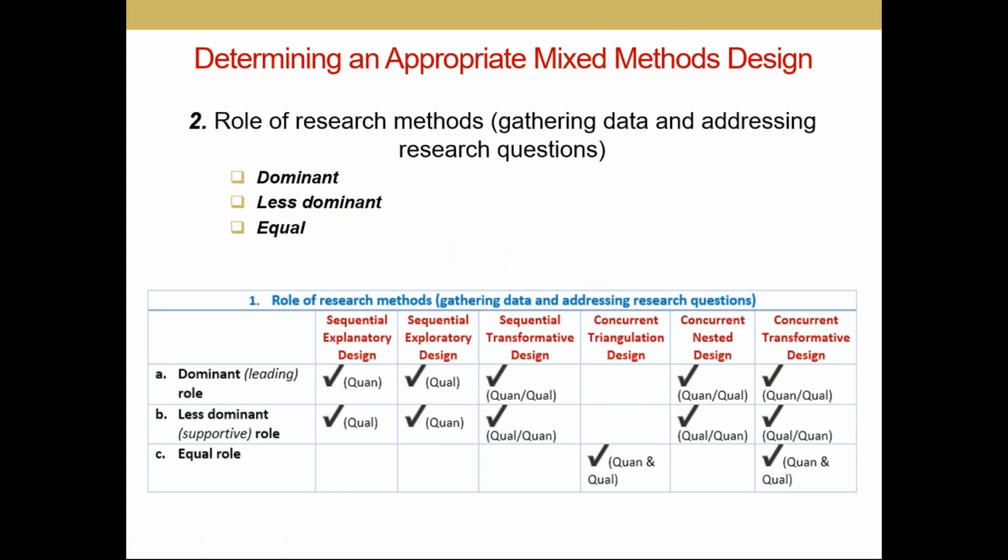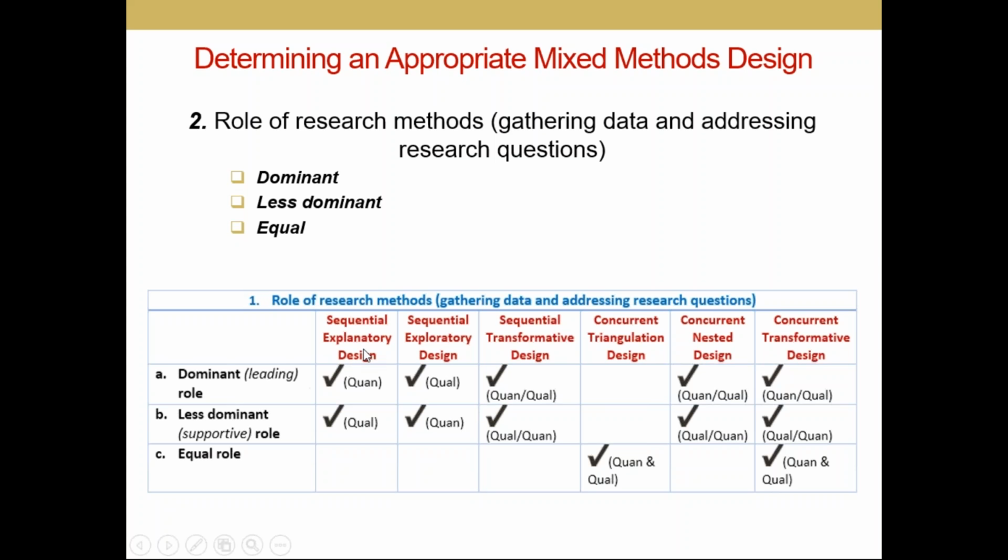So the next step is to determine the role of each research design in terms of gathering the data and addressing the research question. What is the role? Does the quantitative play a dominant role in your study, or the qualitative, or are they playing a less dominant role, or do they have an equal role? So I have this table to help you decide which role your qualitative or quantitative data, or the method, will be playing.